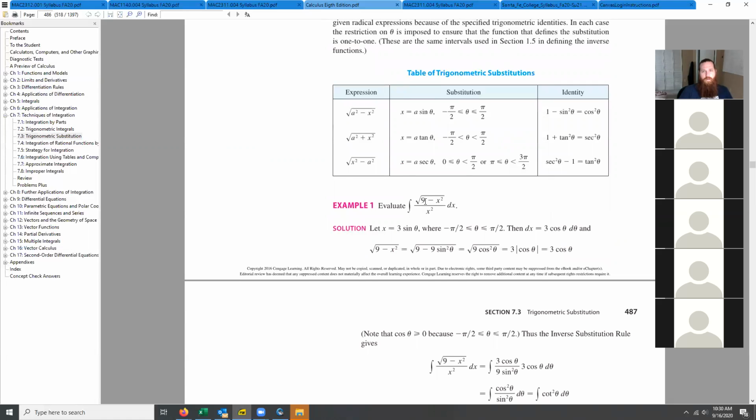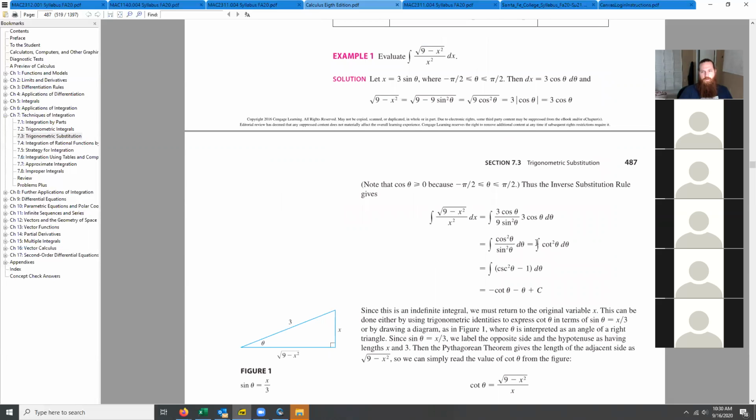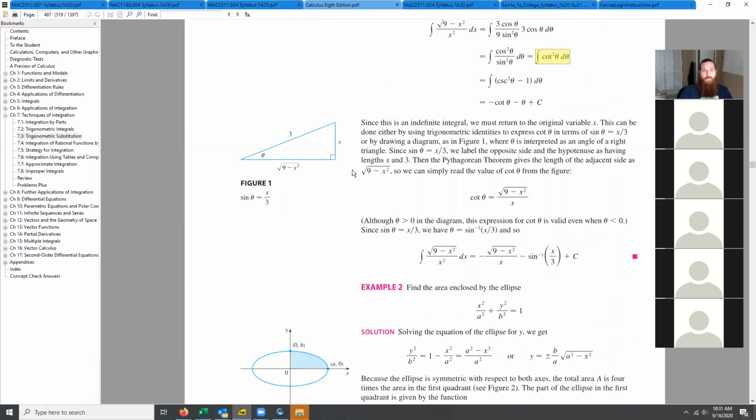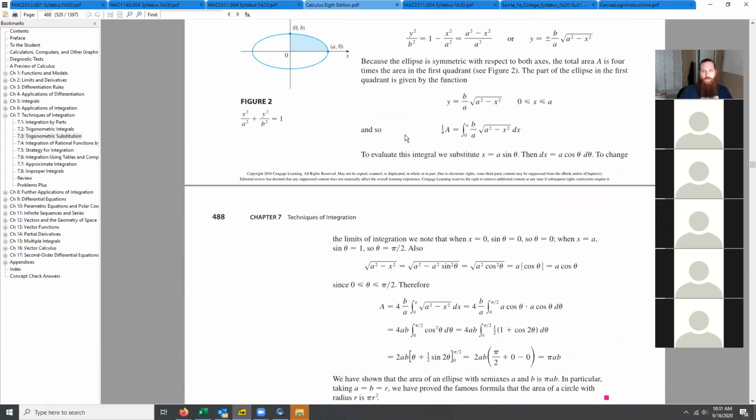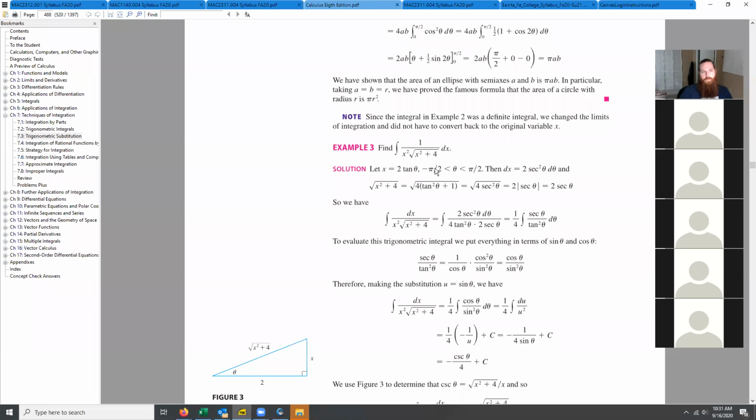The goal is to take integrals that have these gnarly square roots in them and turn them into integrals of trig functions, see? There's going to be some geometry involved, and there's going to be lots of algebra involving square roots. So you've got to be comfy with that stuff.